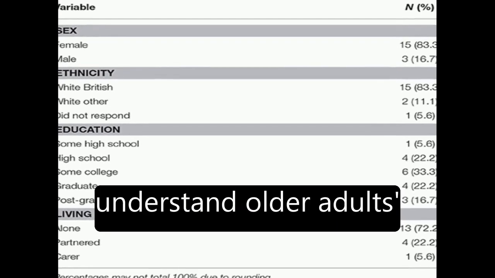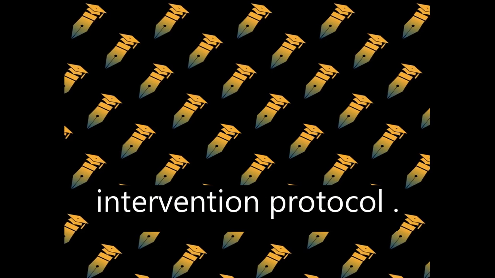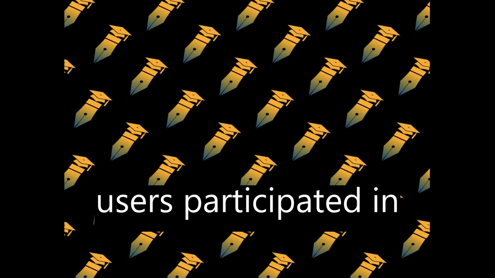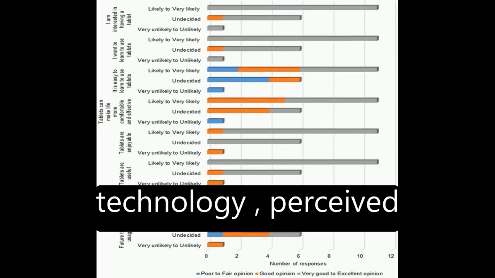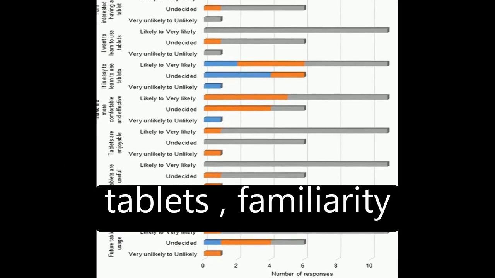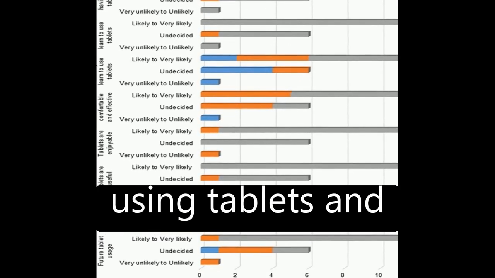This study aimed to understand older adults' familiarity with and barriers to interacting with new technologies and tablets, as well as utilize user engagement and refining an intervention protocol. 18 novice tablet users participated in focus groups that explored attitudes towards tablets and technology, perceived advantages and disadvantages of using tablets, familiarity with and barriers to interacting with tablets, and skepticism about using tablets and technology in general.